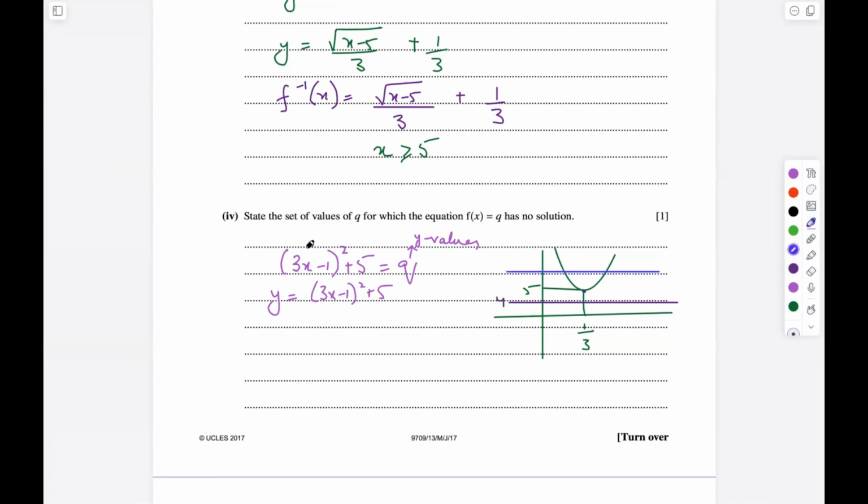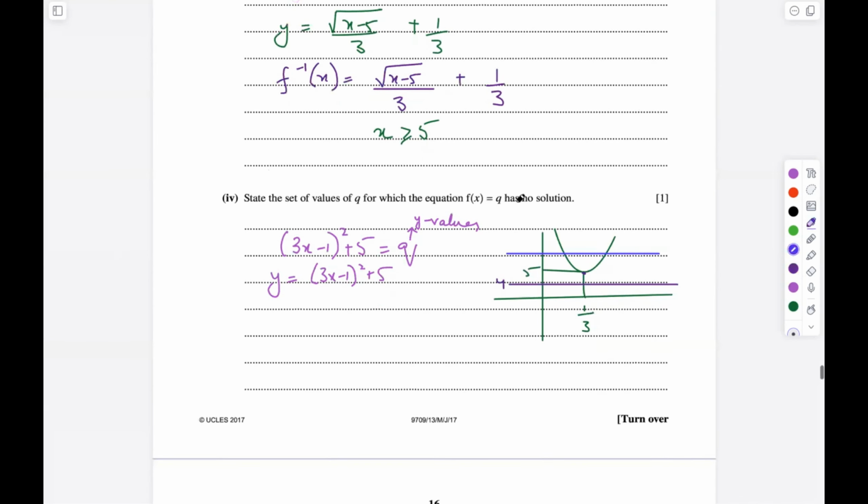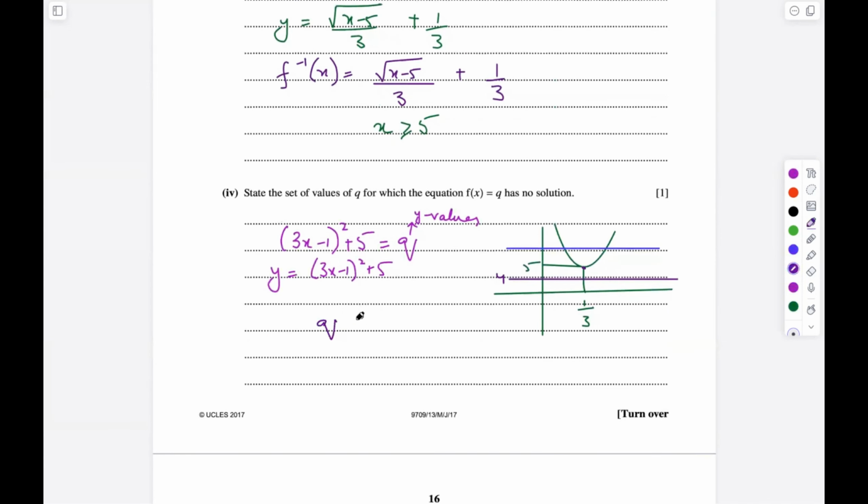So the set of values of q for which f of x equals q has no solutions will be q less than 5, not less than or equal to, as if it is equal to 5 there will be one point of intersection, so q has to be less than 5.